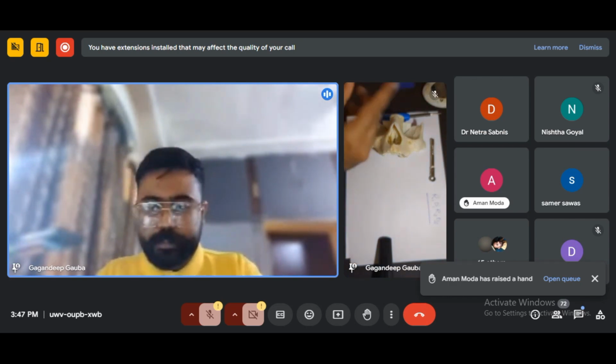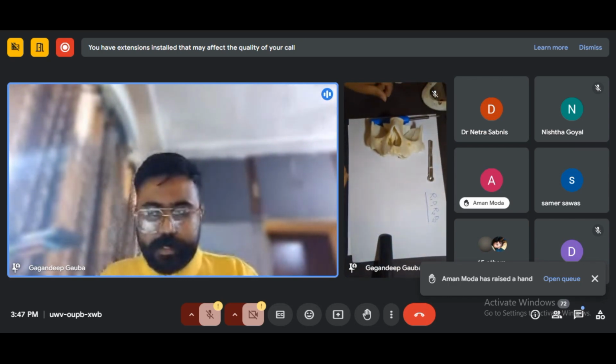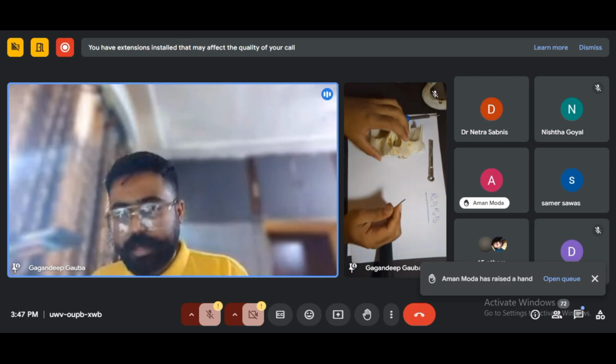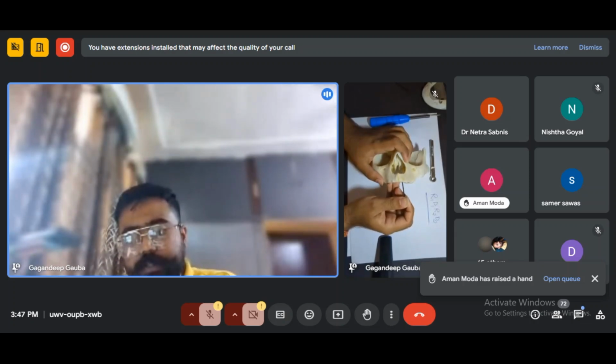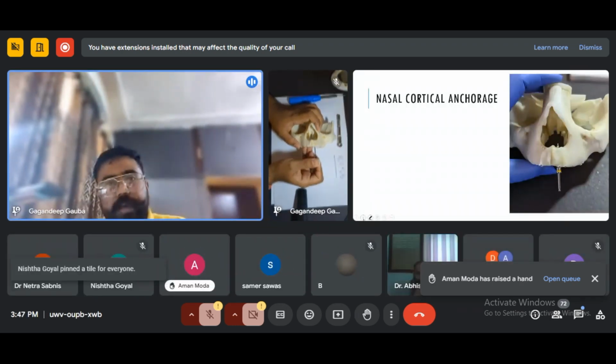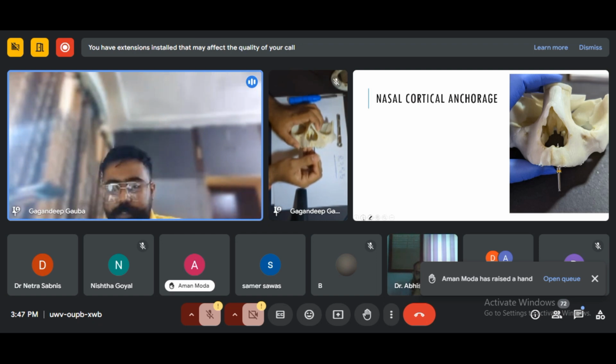What happens is when I take my pilot drill and start drilling, when I pierce the mucosa, I will land on this, the first cortex. I will feel a resistance, R1. When I drill further, there will be a drop, D1, because I will be entering into a softer bone, the spongy bone of the maxillary anterior region.